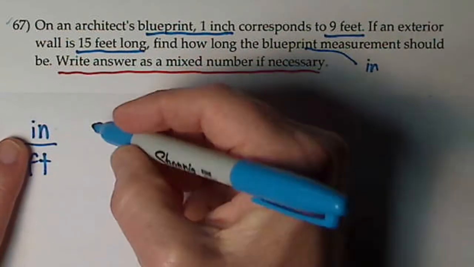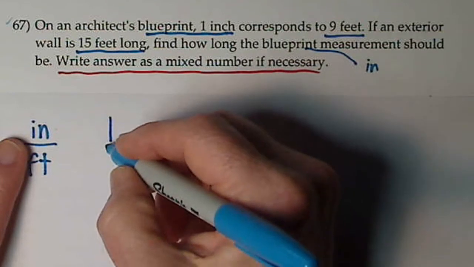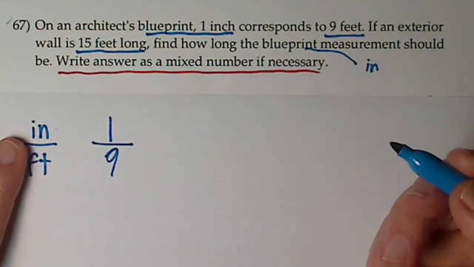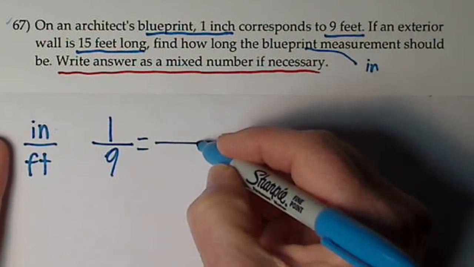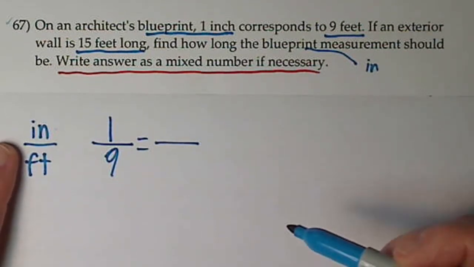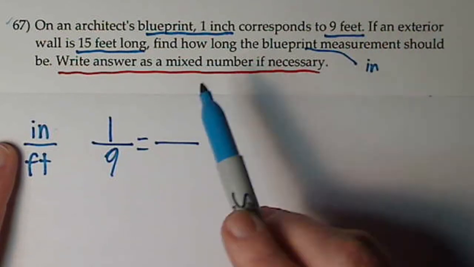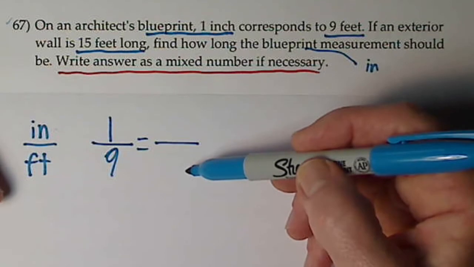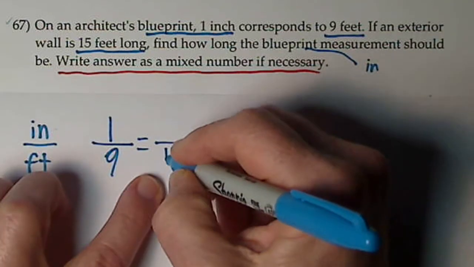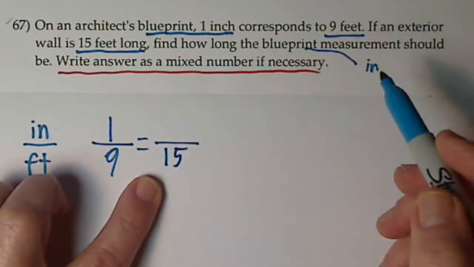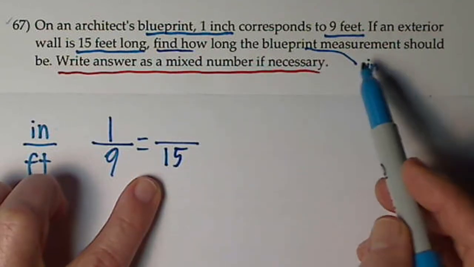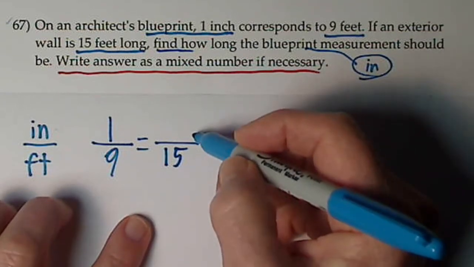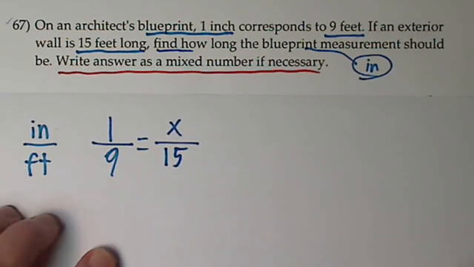Okay, so they say 1 inch corresponds to 9 feet. Then I have an equal sign with another ratio over here, and they give me 15 feet, so inches are on top, feet are on the bottom. 15 goes down here. I'm asked to find the blueprint measurement, which is in inches. Inches are on top, so that's where my variable is.